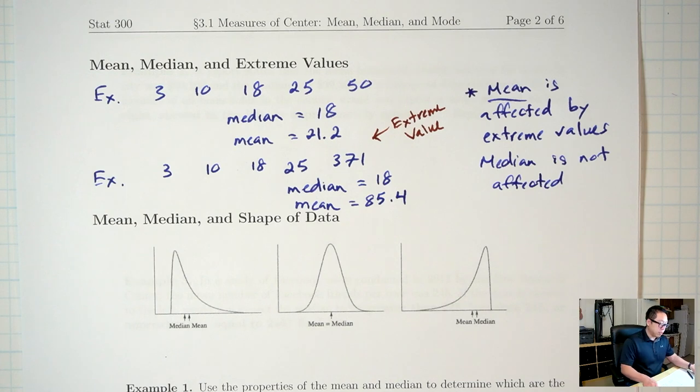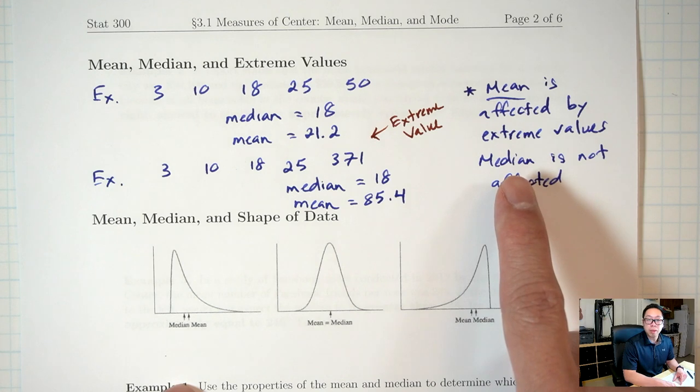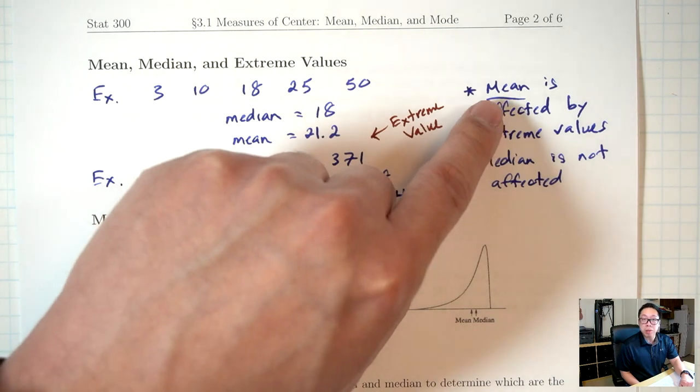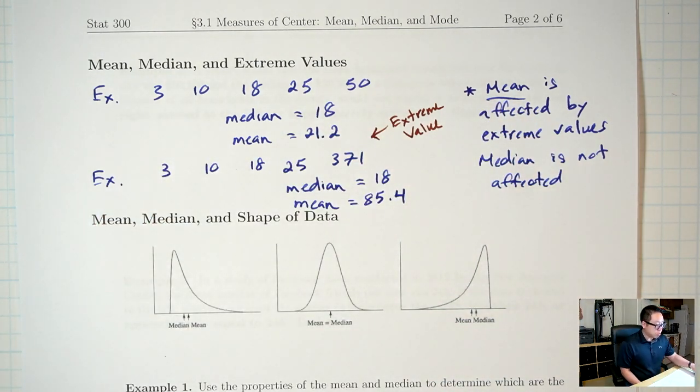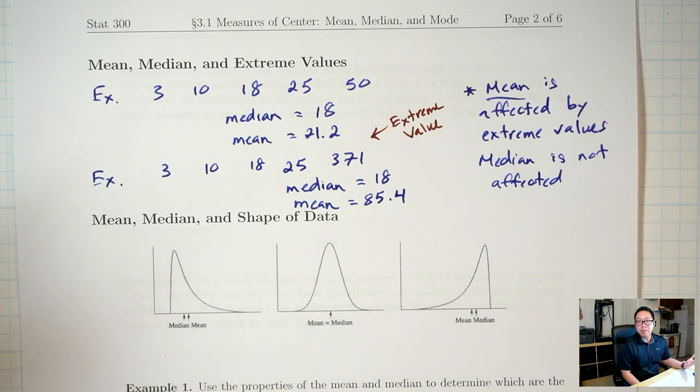Another point I want to make here is when you're deciding which measure of center to use, the mean or the median, if your data set has extreme values, you probably want to use the median because it's not affected by the extreme values. If your data set doesn't have any extreme values, then you might want to use the mean, okay? So as an example of this, when we talk about income in a city, typically you'll see people talk about the median instead of the mean. And that's because income in the city does have extreme values, right?